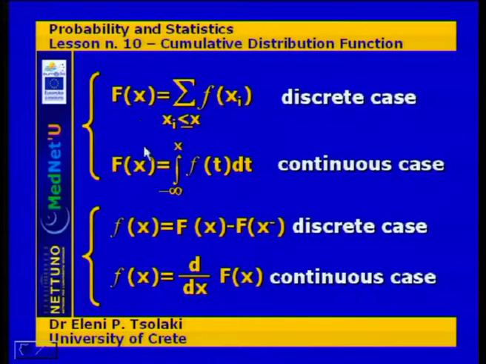Now, from the cumulative distribution function, we can go back and calculate the probability function and the probability density function, for the discrete and continuous case. For the discrete case, it will be equal to the cumulative distribution function at x minus the value of the cumulative distribution function just before x. In the continuous case, it can be calculated by taking the derivative of the cumulative distribution function.